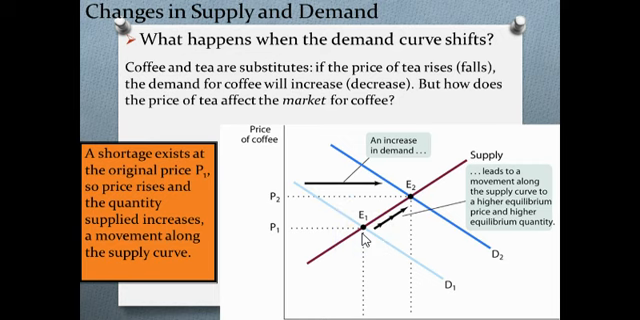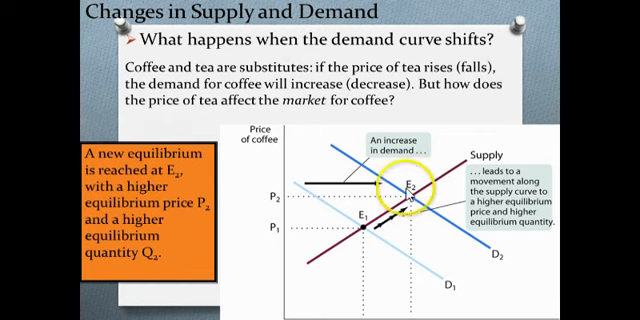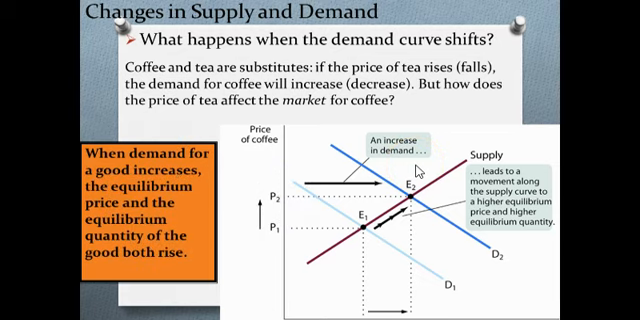So the price rises and the quantity supplied increases, which results in a movement along the supply curve. A new equilibrium is reached at E2 with a higher equilibrium price and a higher equilibrium quantity. When demand for a good increases, the equilibrium price and the equilibrium quantity of the good both rise. This is a principle. You can count on this.